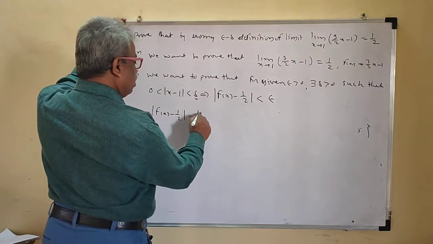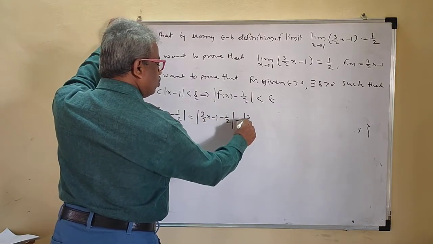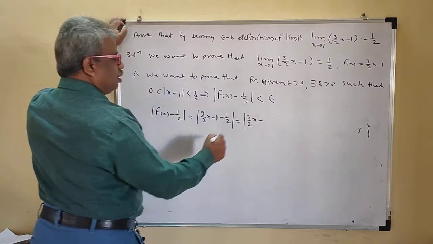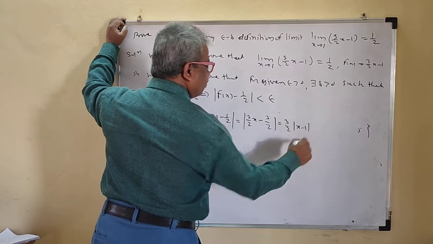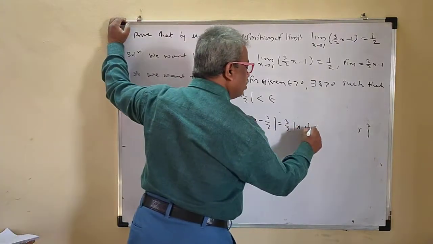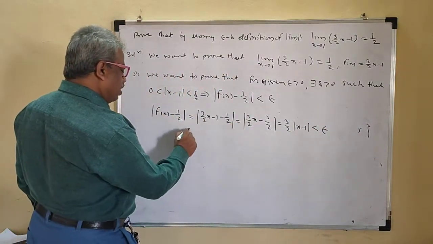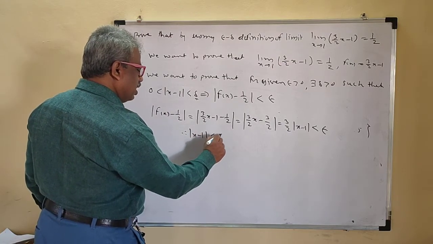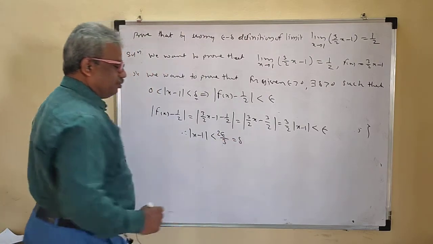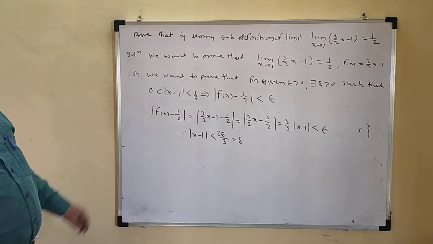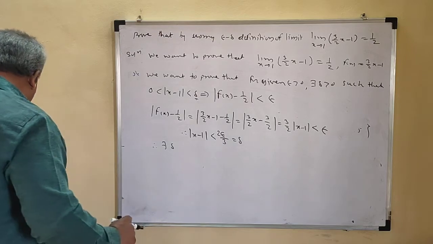So this is (3/2)x minus 1 minus half, which is 3 by 2 x minus 3 by 2. I can take 3 by 2 common, we get x minus 1, and this is less than epsilon, because this is your f of x minus half, that is less than epsilon. So what we get then, mod of x minus 1 is less than 2 epsilon upon 3. This is your delta now.